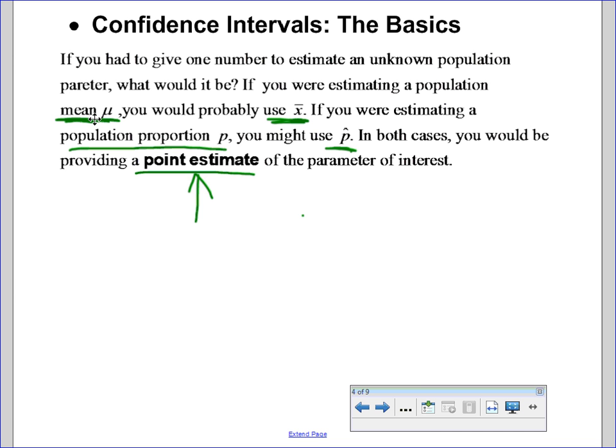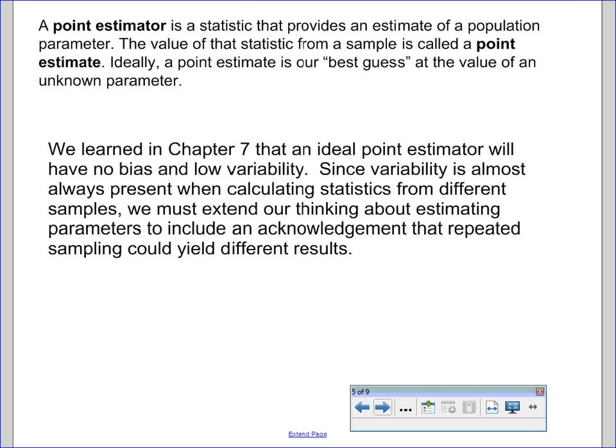If we're estimating with p hat, the answer is going to be between 0 and 1. And they'll say, okay, what is p? And we're going to say, well, I don't know, but our sample was here. That was p hat. That's our point estimator. So a point estimator is a statistic that provides an estimate of a population parameter. Ideally, our point estimator is our best guess at the value of the unknown parameter.